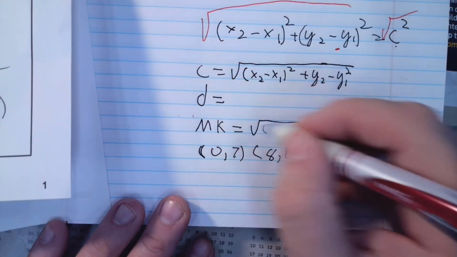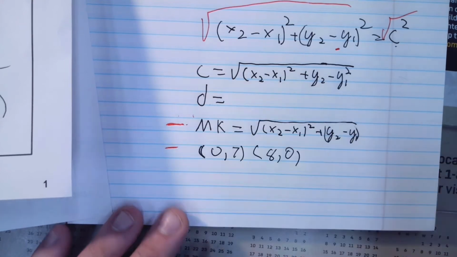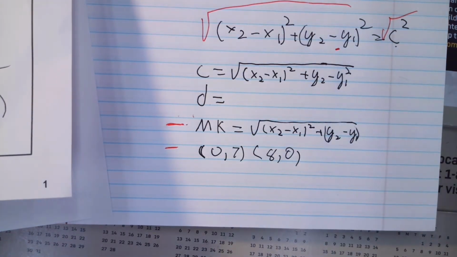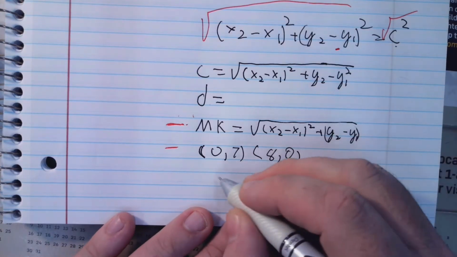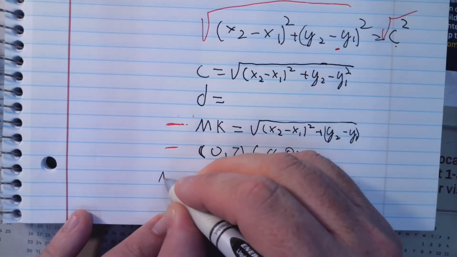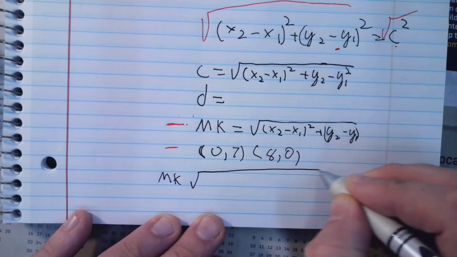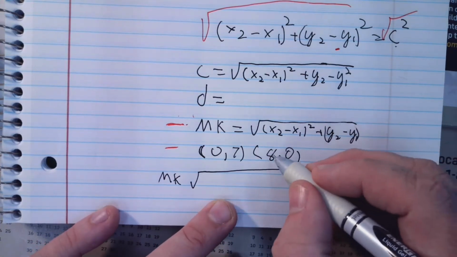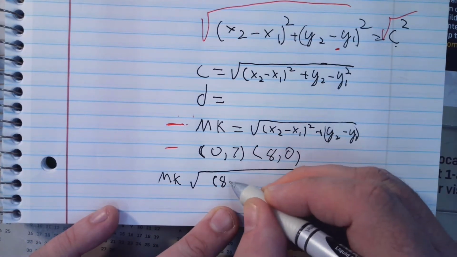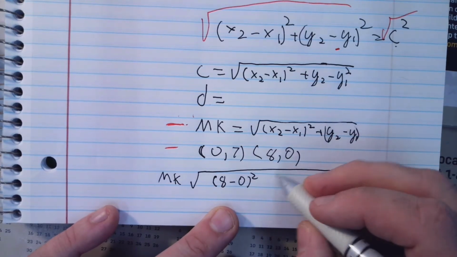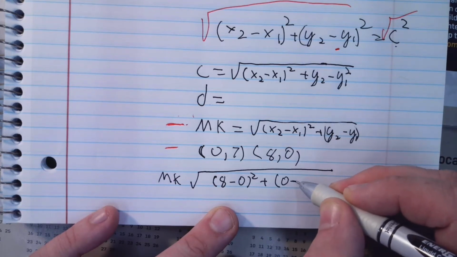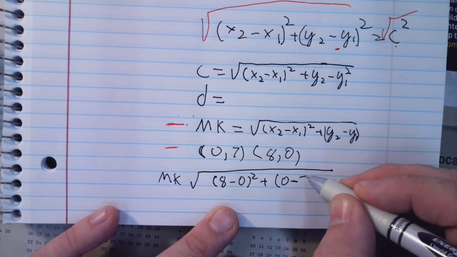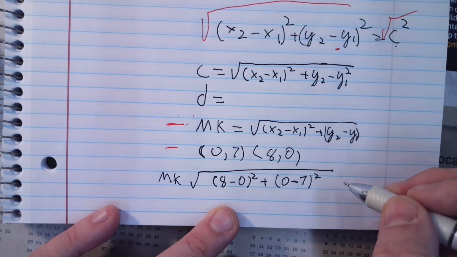And this is the skill that you're going to need to be able to do for the test and for the homework today. So I'm going to show you how to put this in. So the distance between MK is going to be equal to, let's see, x2 is 8 minus 0 squared plus 0 minus 7 squared. Is that right? Did I put that in right?